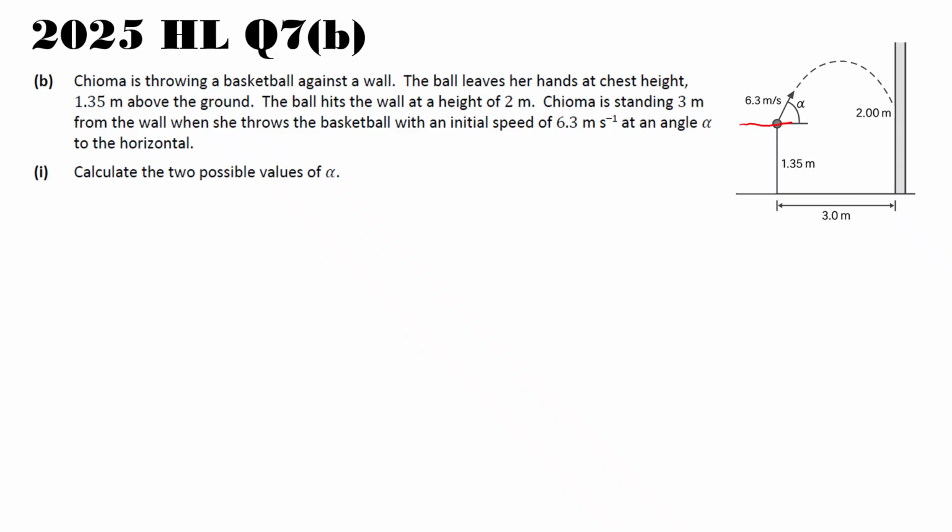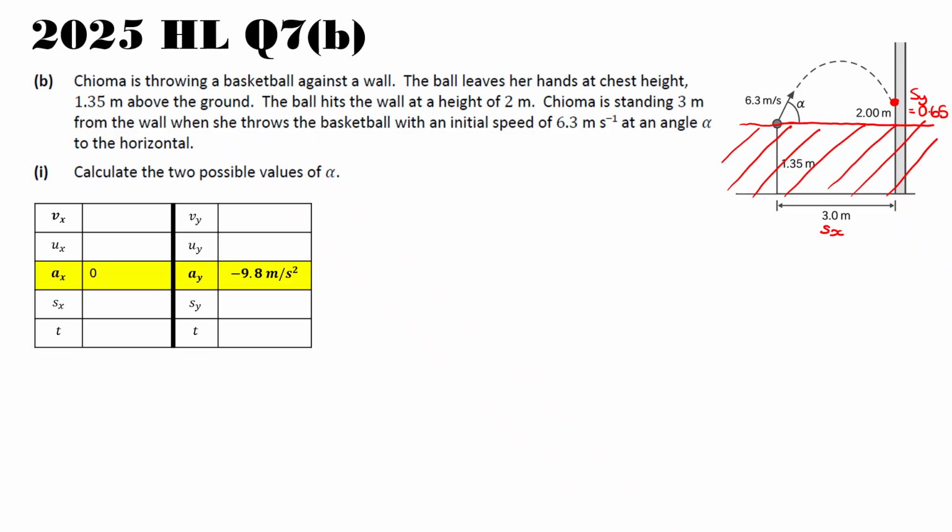So Ruth, when we talk about projectiles, we're going to just go from the point where she's thrown it. So we can ignore all of this bit underneath. When it hits the wall here at 2 meters, what that means for us is the SY is going to be 0.65. It starts at 1.35 meters and it ends at 2 meters, so it's 0.65 meters above where it started. Then our 3 meters is going to be our SX, and then we're working for our alpha.